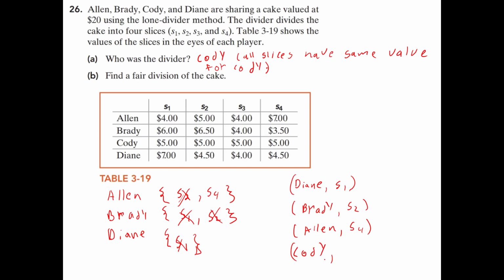And then Cody is left with, what's left is S3. S1 goes to Diane, S2 goes to Brady, S4 goes to Alan, and so then all that's left is S3.